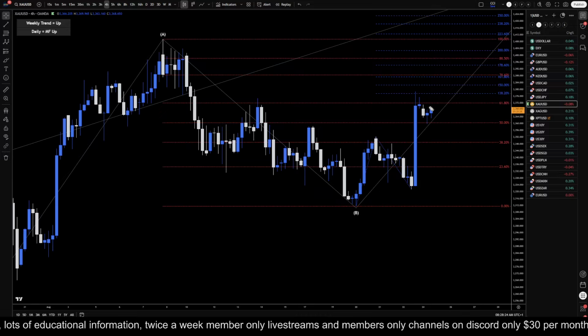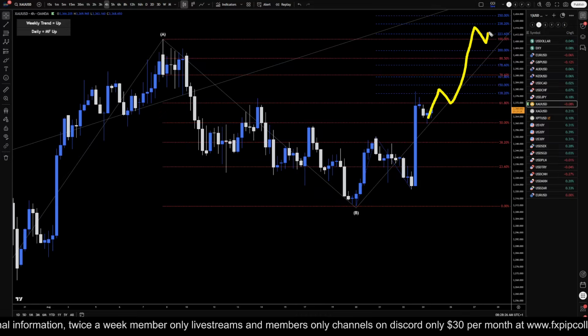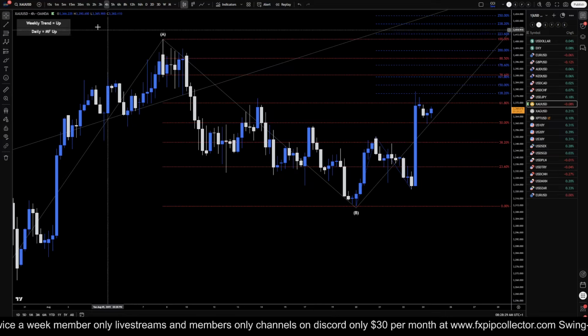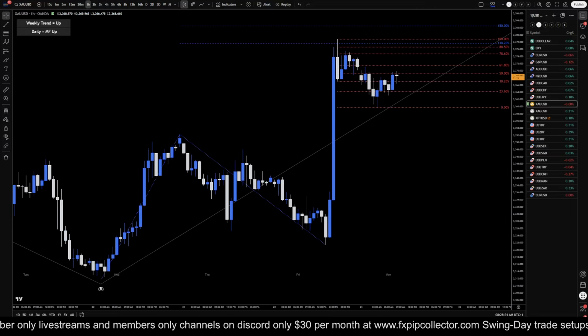Now it definitely hasn't broken down at a fib level, and my main analysis is up, so I definitely am recommending longs for the higher time frame traders.